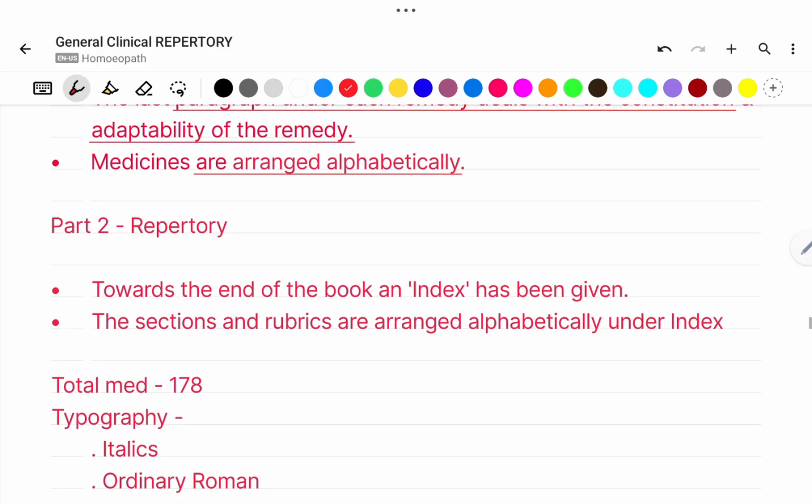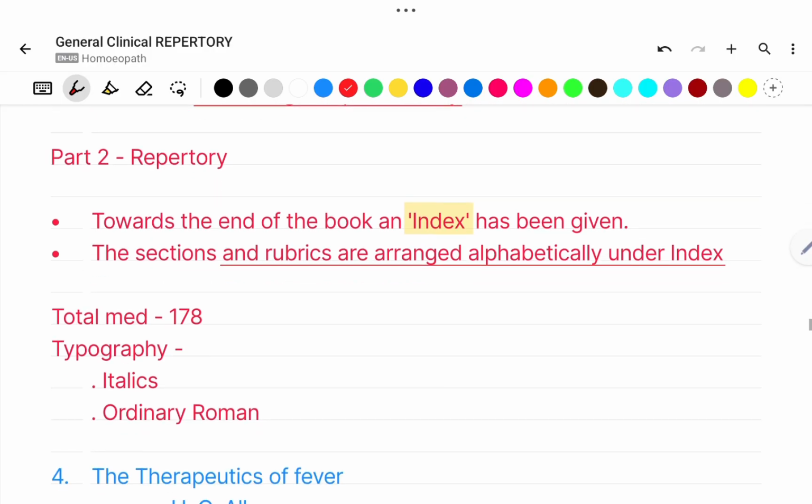Now part 2 is the repertory part. Towards the end of the book, index has been given. And the sections and the rubrics in the repertory parts are arranged alphabetically. Total number of medicines in this book are 178, and two type of typography are used for gradation: italics and ordinary Roman.